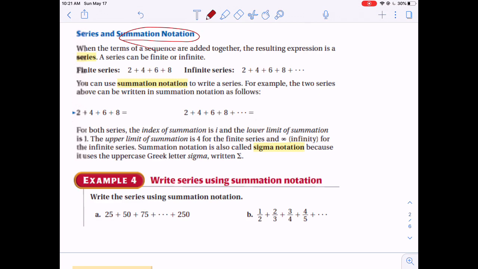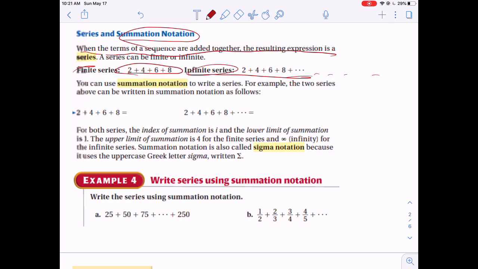When the terms of the sequence are added together, the resulting expression is a series, which we've learned already. We have our finite series, which come to an end. They go from one number and go to a known end. And then there's the infinite ones that just go on and on forever. Discussed that earlier. Now it says we can use summation notation to write a series. For example, the two series above can be written in summation notation as follows.